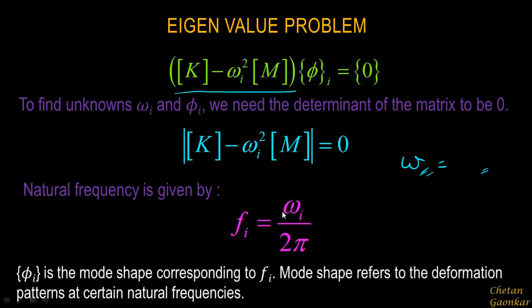Once you find this omega i, we can substitute it back in this matrix, and we'll be able to find the corresponding mode shape for this particular natural frequency. Suppose we get omega 1, we'll substitute that omega 1 here in this matrix, and we'll be able to find the corresponding mode shape and so on. So this is all about the equations and mathematics behind modal analysis.